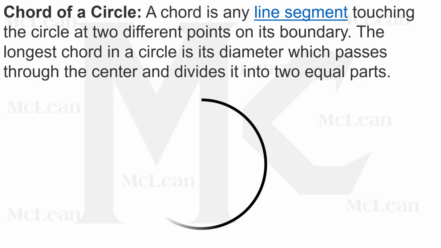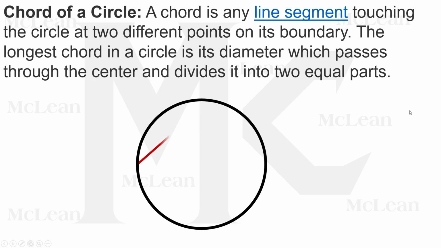The chord of a circle. The chord is any line segment touching the circle at 2 different points on its boundary. The longest chord in a circle is a diameter. It's the diameter which passes through the center and divides it into 2 equal parts.